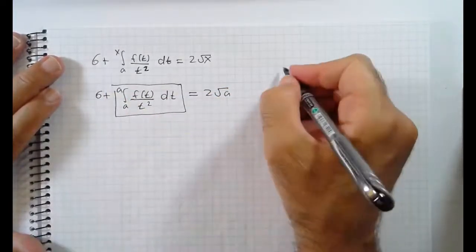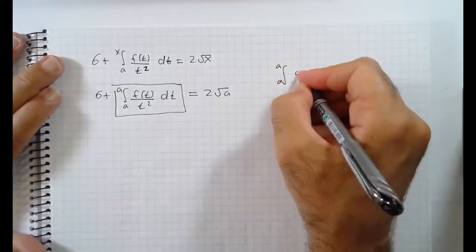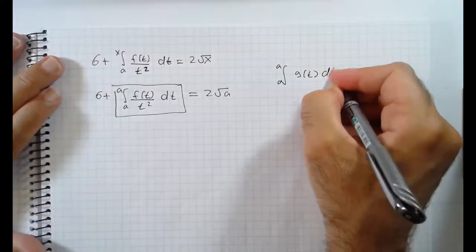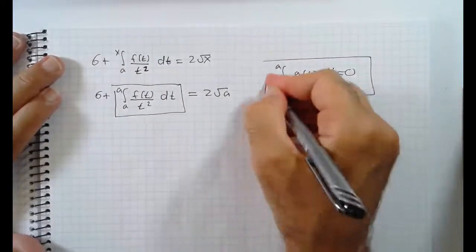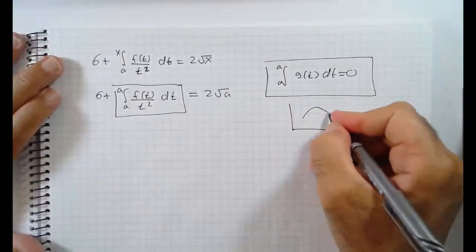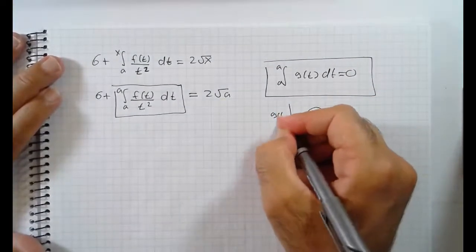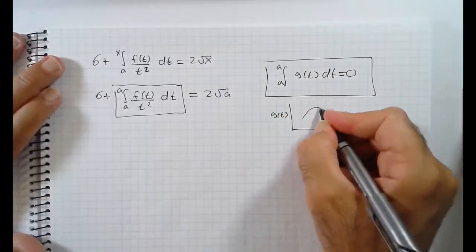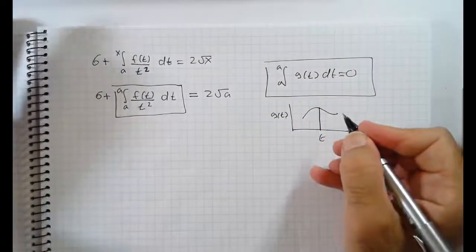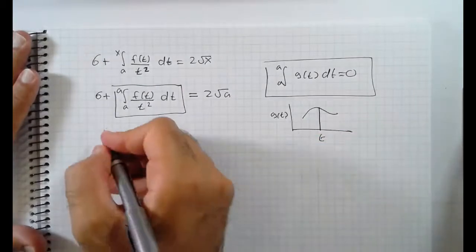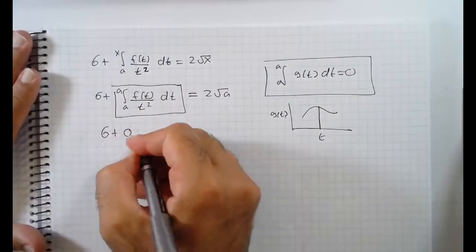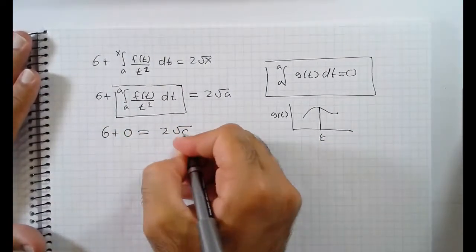Why is that? It's because the integral from a to a of g of t dt is just 0. There's no area. If you look at the graph, here is g of t, here is t, and you just have a line, and the area of a line would just be 0. So we get 6 plus 0 is equal to 2 root a.